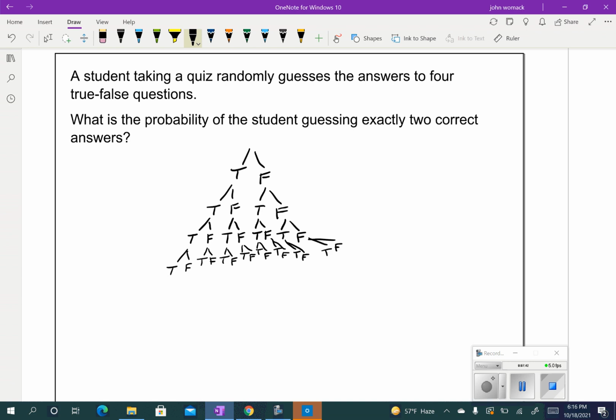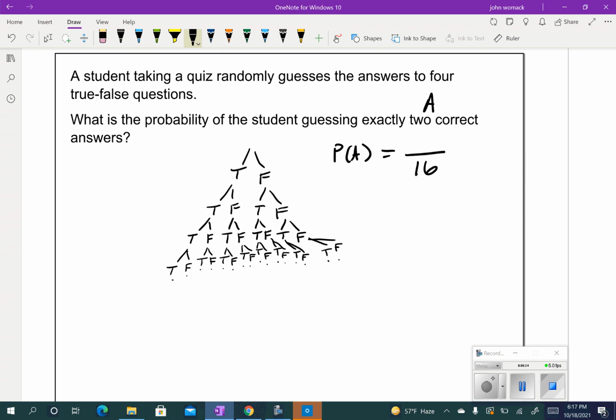Okay, so we want to find the probability. Let's call this event up here. The question says, what's the probability of the student guessing exactly 2 correct answers? So we'll call that event A, getting 2 correct answers. So what is the probability of A? It's the number of favorable outcomes over the total number of outcomes. For the total number of outcomes, we just count at the very bottom of our tree here. We could have true, true, true, true, or true, true, true, false, but in the end, I'm just counting how many of these. So there's 3, 4, 5, 6, 7, 8, 9, 10, 11, 12, 13, 14, 15, 16. So there's a total of 16 outcomes, 16 different ways you could answer those 4 questions.